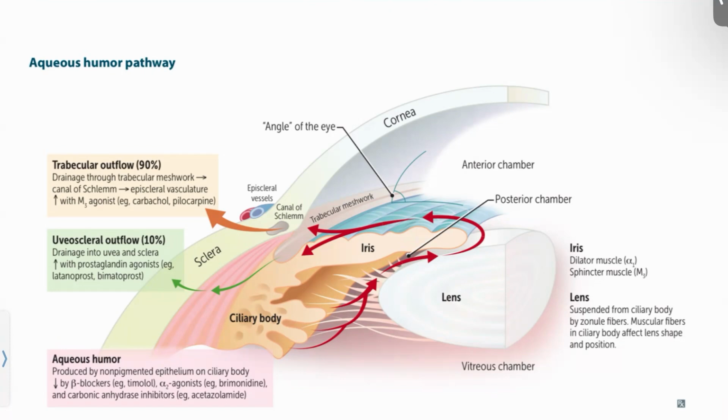Today we are going to discuss glaucoma, its types, and the different therapies that we can give for these patients. And this is one of the most important topics for your FMG and the NEET PG.